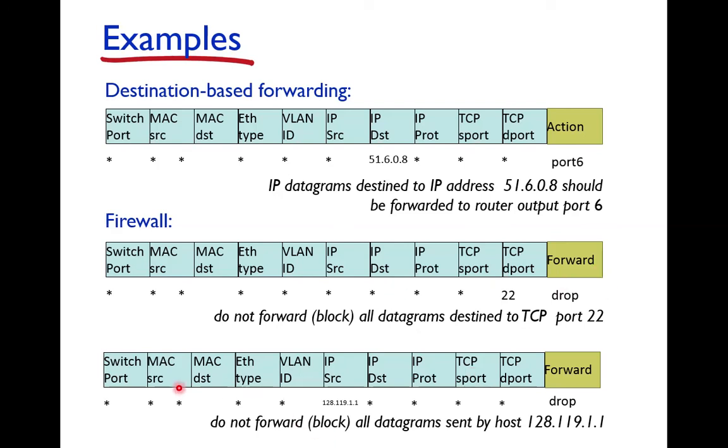Similarly, we can also have firewall rules based on source IP address. For example, if a packet arrives with this source IP address, then it should be dropped. So the forwarding table in the SDN switch can be used as the forwarding table of a common router, or it can be used as a firewall to drop certain entries.